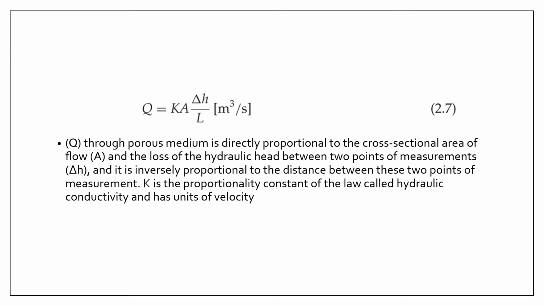Now let's see the Darcy's law equation. It is defined as Q, or the discharge, the volume per unit of time. Q is equal to K, the hydraulic conductivity, multiplied by A, the area, and then multiplied by the quantity delta H, the change in hydraulic head, divided by L, the length of the flow. So delta H over L is your hydraulic gradient.